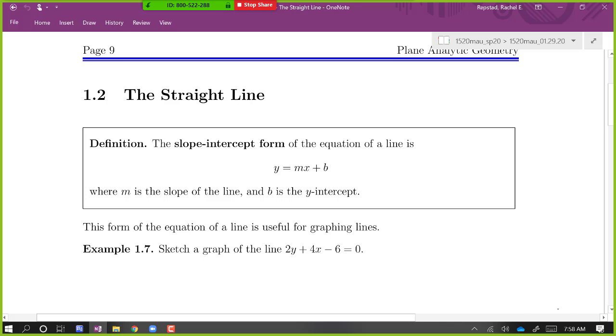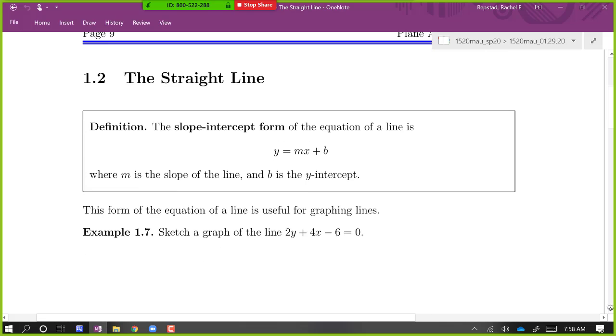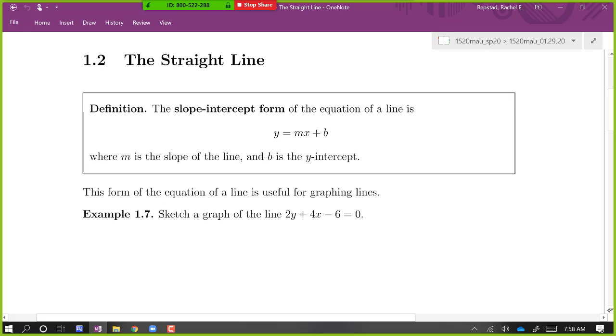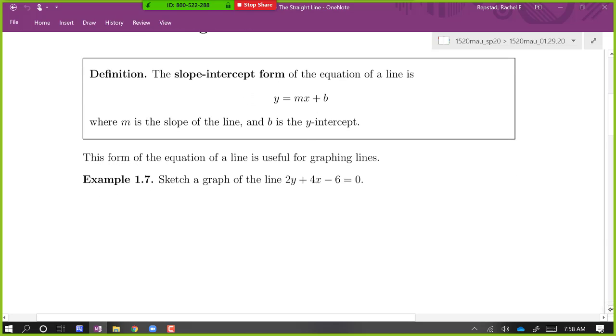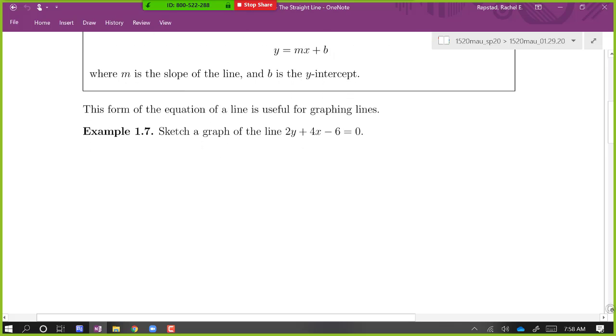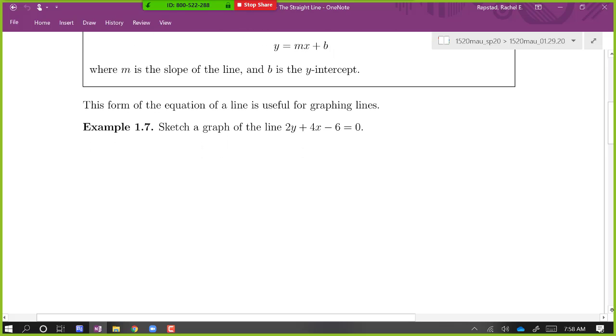So, the equation for a line comes in a few different forms. Here's the one that we probably are most familiar with, the slope-intercept form, y equals mx plus b, where m is the slope of the line and b is the y-intercept. It can be convenient for sketching a graph. So, let's say we want to sketch a graph of this line.